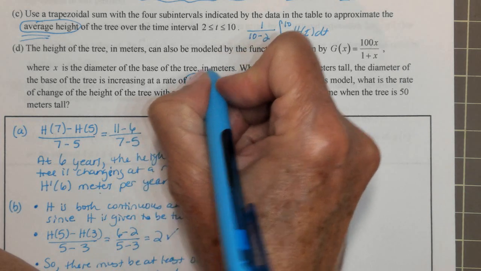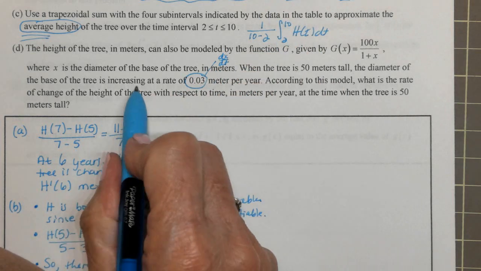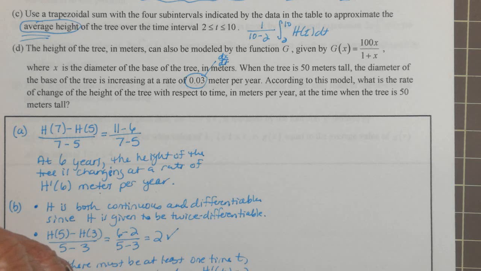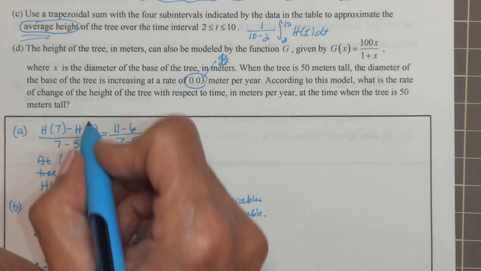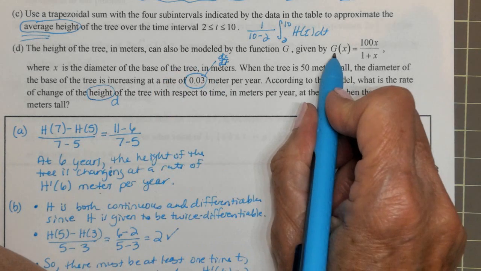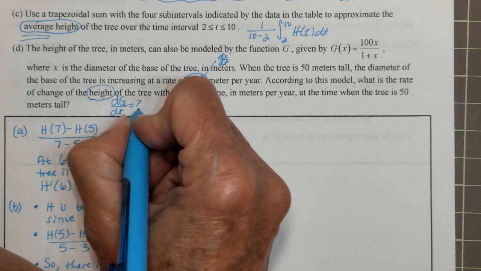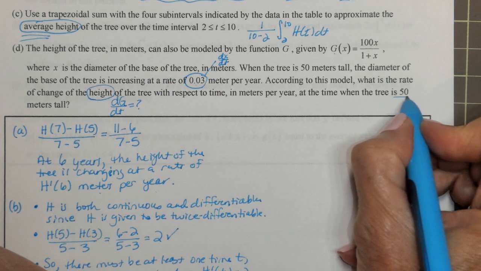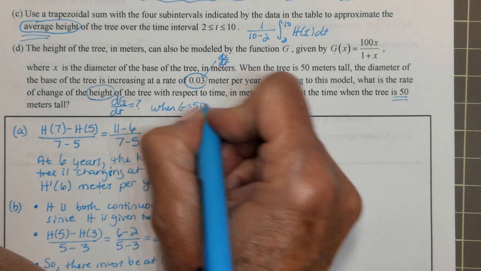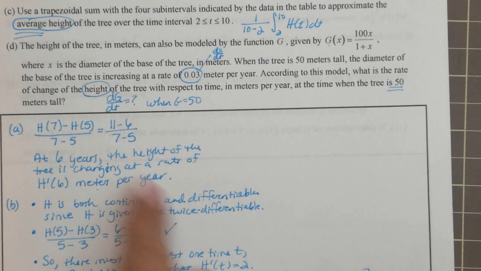So this is dx dt. It's the rate of x, yeah? Okay. According to the model, what is the rate of change of the height of the tree? So I want dh dt. Actually, I want dg dt. When the tree is 50 meters tall. When g is 50 meters. Okay? So I want dg dt.